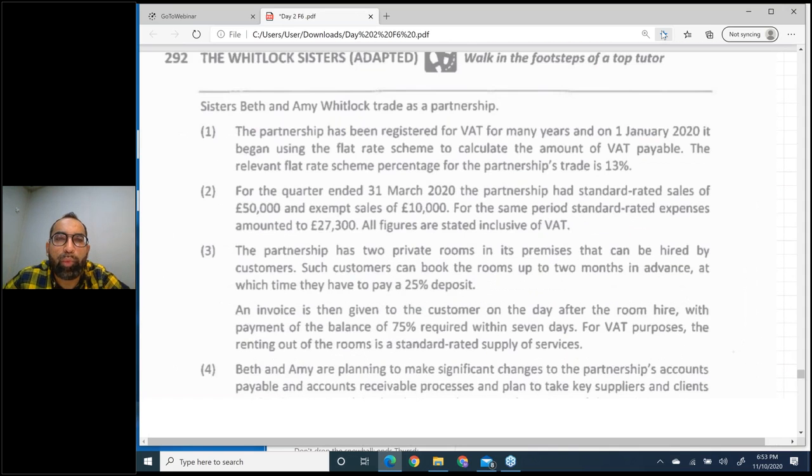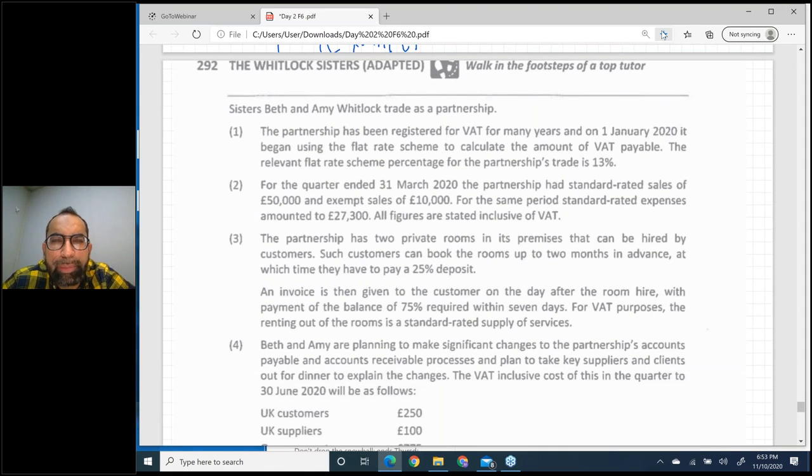The name of the question is Whitelock Sisters, basically a past paper. Sisters Beth and Amy Whitelock trade as a partnership. The partnership has been registered for VAT for many years, and on 1st of January 2020, it began using the flat rate scheme to calculate the amount of VAT payable. The relevant flat rate scheme percentage for the partnership is 13%. See, the relevant percentage is given ready-made to you.